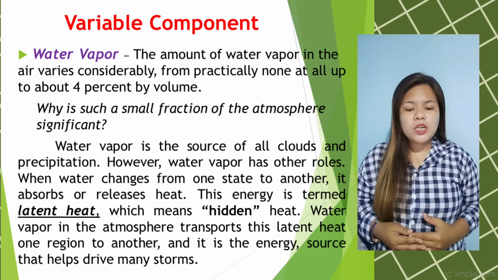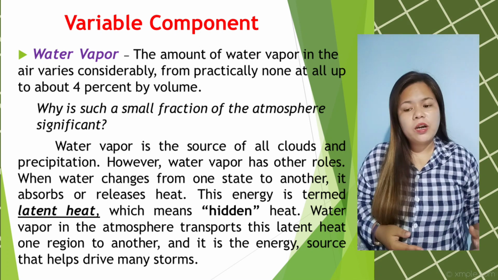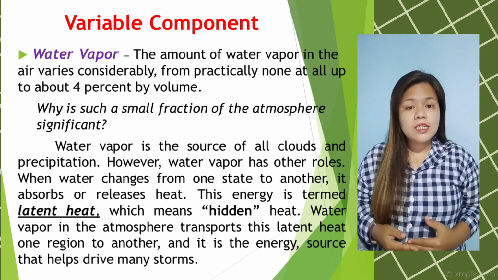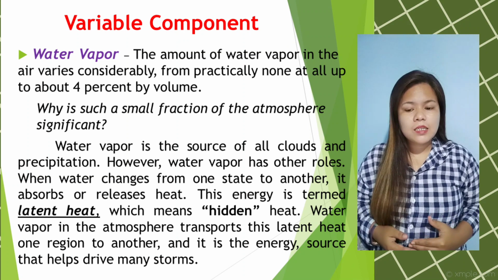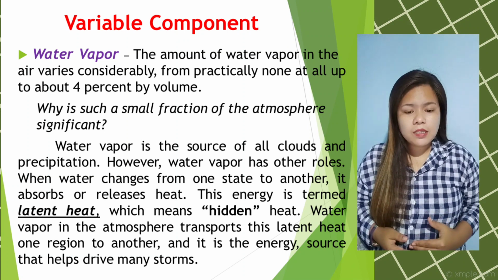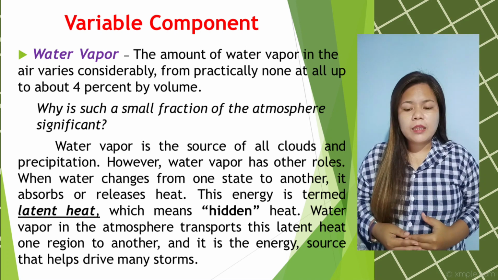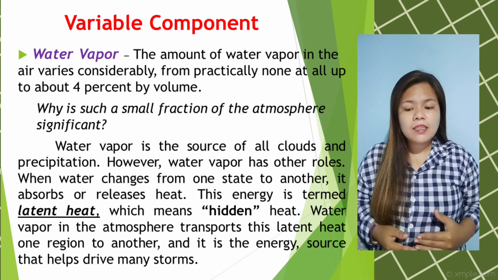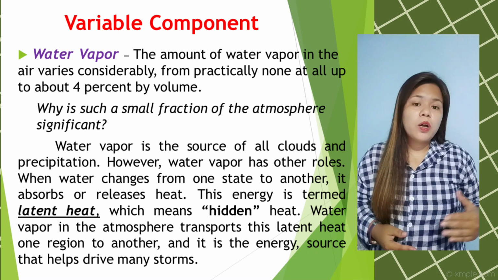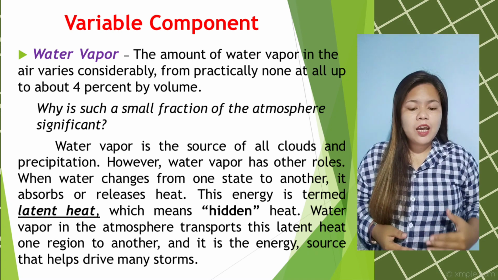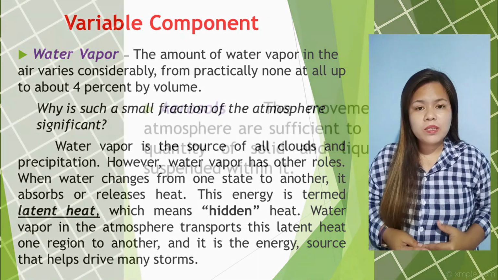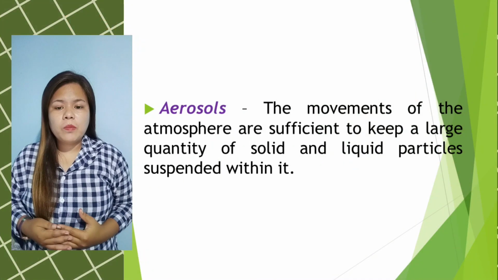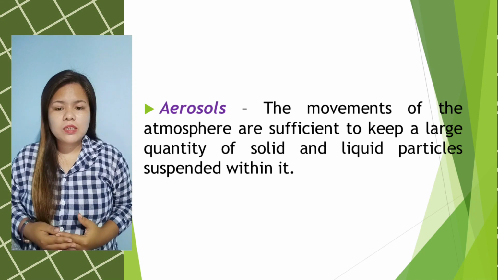When water changes from one state to another, it absorbs or releases heat. This energy is termed latent heat, which means hidden heat. Water vapor in the atmosphere transports this latent heat from one region to another, and it is the energy source that helps drive many storms. Another variable component is the aerosols.